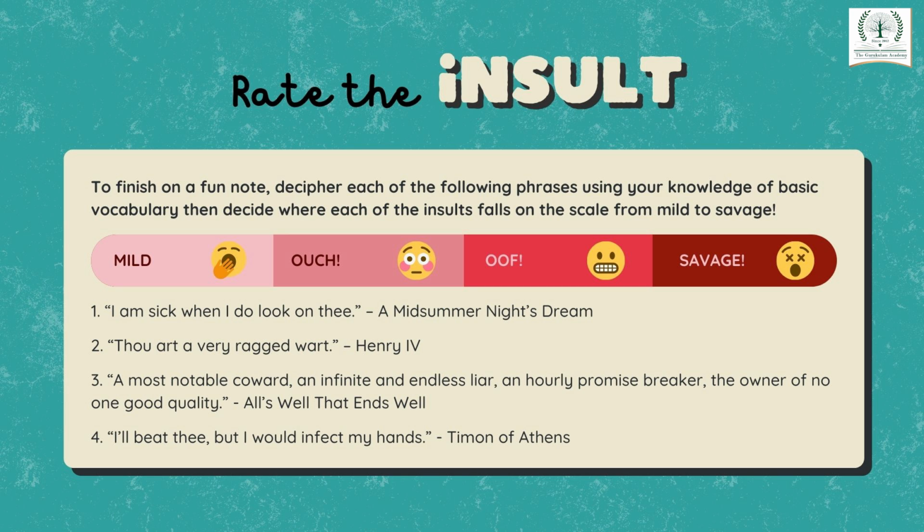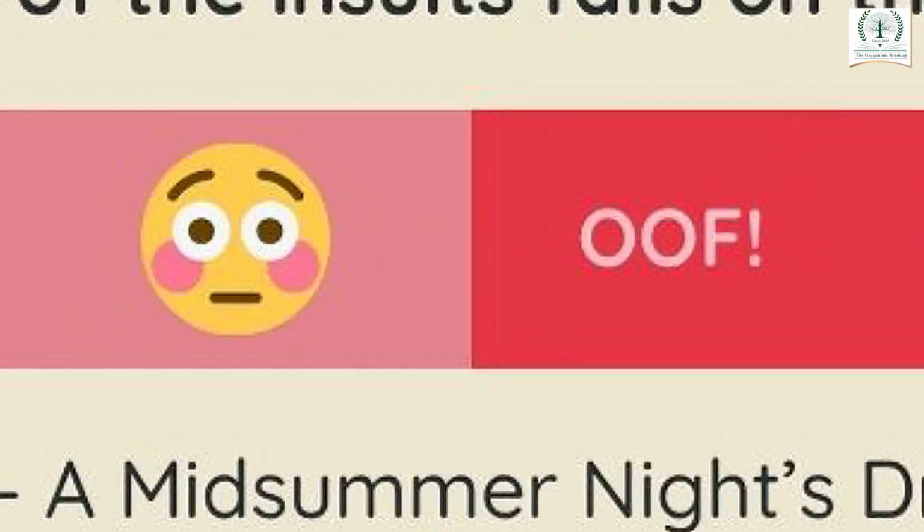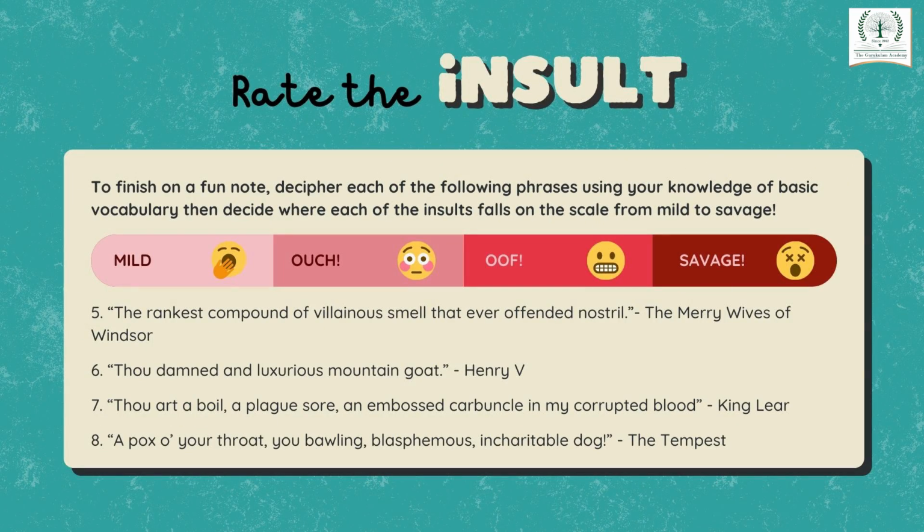4. I'd beat thee, but I would infect my hands. Timon of Athens. 5. The rankest compound of villainous smell that ever offended nostril. The Merry Wives of Windsor. 6. Thou tameless and luxurious mountain goat. Henry V. 7. Thou art a boil, a plague sore, an embossed carbuncle in my corrupted blood. King Lear. 8. A pox on your throat, you bawling, blasphemous, uncharitable dog! The Tempest.